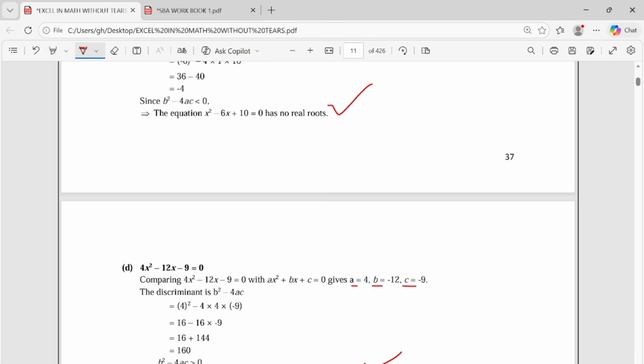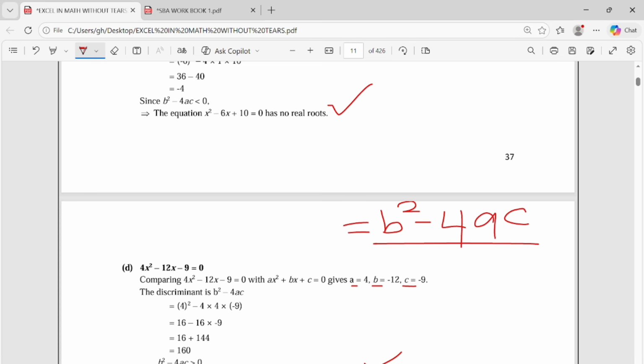So hope everyone is safe with that first working. Just looking at the nature of roots, substituting in the discriminant, which you must recall is B squared minus 4AC. If it is equal to 0, repeated roots. If it is greater than 0, real and distinct roots. If it is less than 0, imaginary roots or no real roots. That's the concept. Just simple like that.